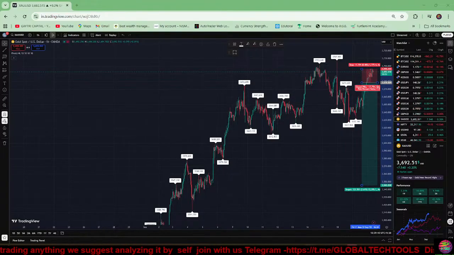So if you were to come here and add the currency pair that we would be trading, let's say we would be trading GBP CAD, for example. How can you tell us the currency pair? You can see it right here.